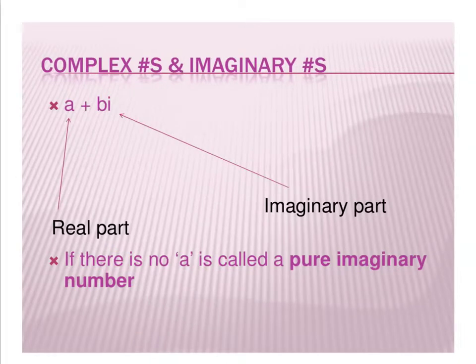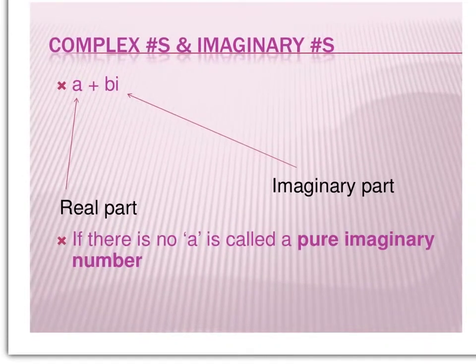Something to keep in mind when we're talking about complex and imaginary numbers is this is the standard form of a complex number where we have our real part and our imaginary part. So an example would be 2 plus 3i. 2 would be the real part and 3i would be the imaginary part.